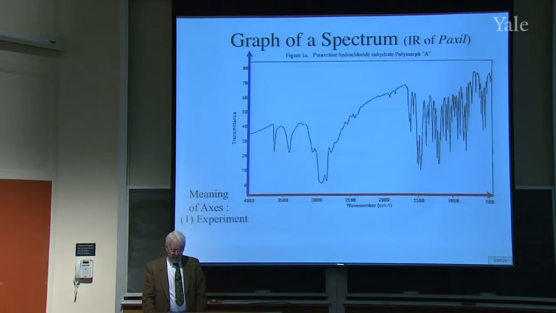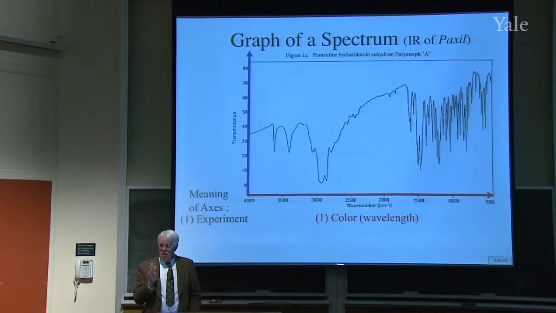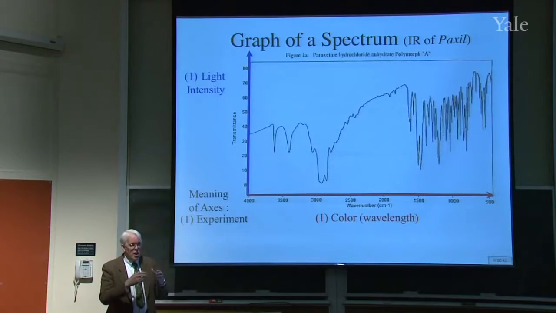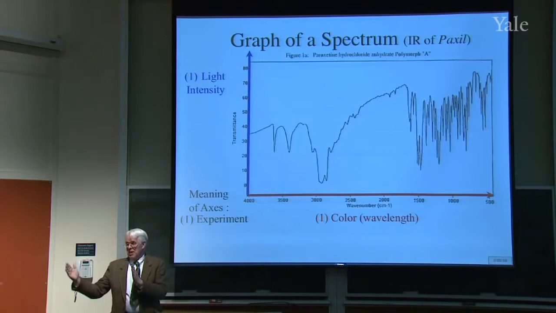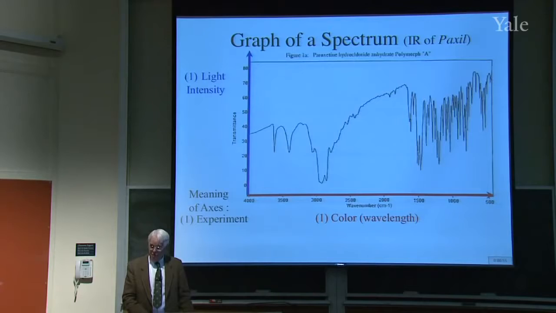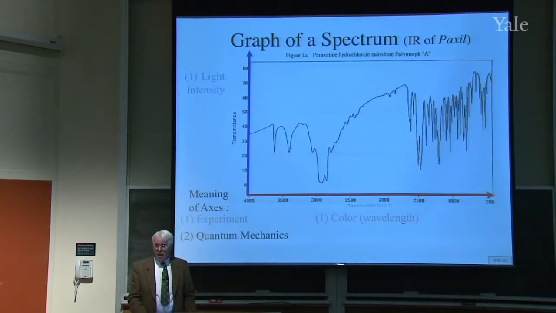But the meaning of the axes with respect to an experiment is color, which light you're talking about along the horizontal axis, and vertically, what the light intensity is. For example, how much light of a certain color gets absorbed by your sample. Or, on the other hand, how much light doesn't get absorbed and gets through the sample. Okay? And in fact, that's what's plotted here, transmittance, how much light gets through rather than how much gets absorbed. Okay, so that's one way of looking at it, just experimentally. But another way is to look at it in terms of quantum mechanics, right?